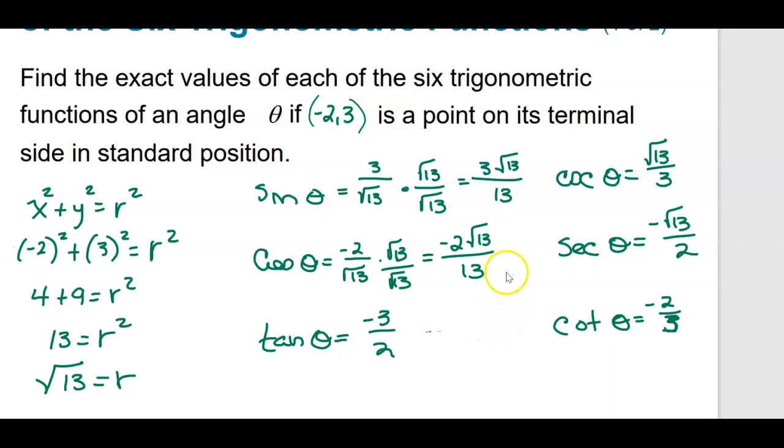Now, before we leave this problem, once again, let's double check our signs. So negative 2, 3, that's going to be in the second quadrant. In the second quadrant, sine and its reciprocal are positive, and everything else is negative. So that all looks good. All right, so this is the end of section 6.2.